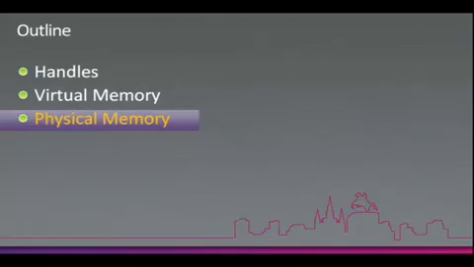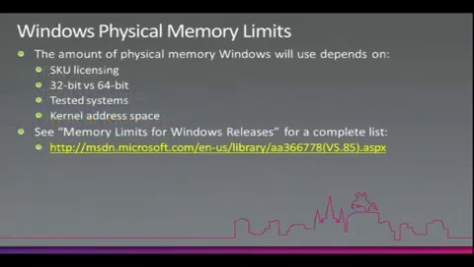Let's talk about physical memory now and where those limits come from. Again, the limits here depend on a number of different factors: SKU licensing, whether you're 32-bit or 64-bit, what Microsoft tests on is a very important attribute, and the size of the kernel's address space has an impact on how much physical memory it can manage.